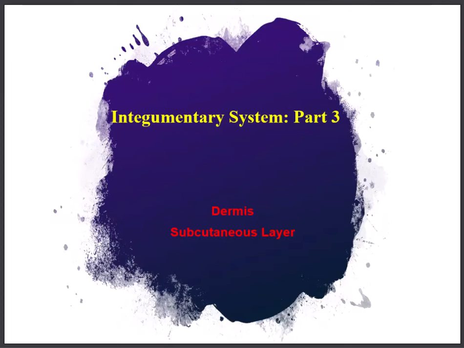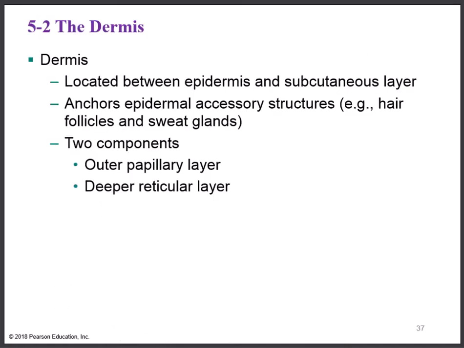In part 3 of the integumentary system, we're going to focus on the dermis and the subcutaneous region. So we know from our previous parts that the dermis is located just underneath the epidermis. It's deep to the epidermis, but it's above a layer of fatty tissue known as the subcutaneous layer. So we're going to find it right in between the epidermis and the subcutaneous layer.